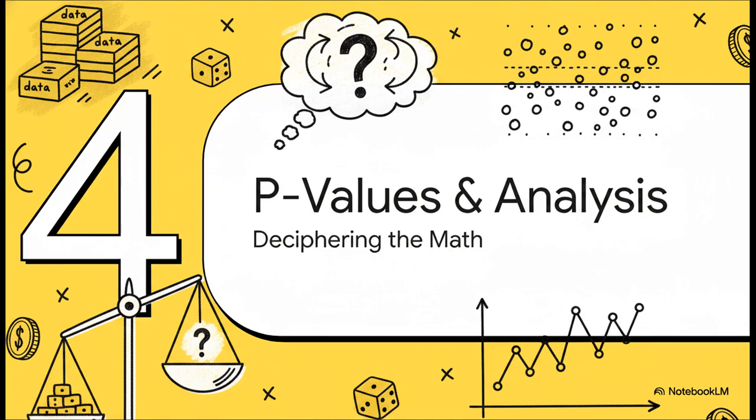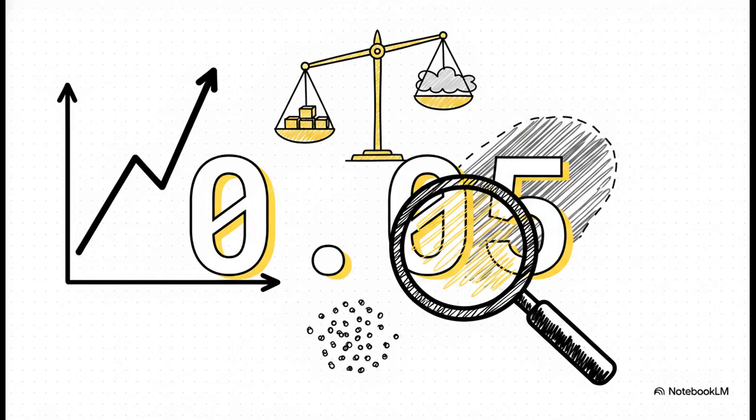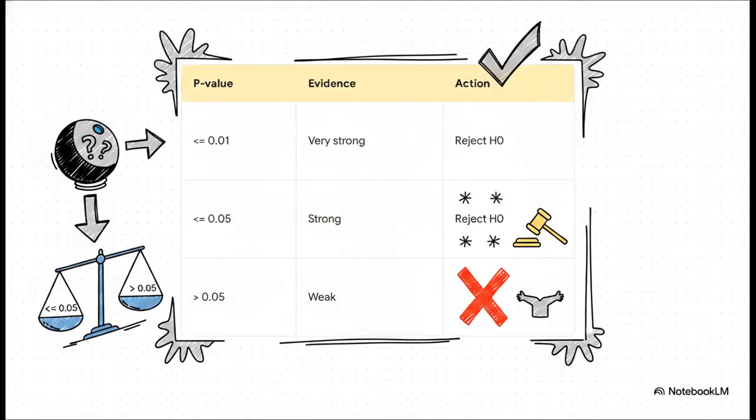Which brings us to part 4, p-values and data analysis, deciphering the math. So, the strict hurdle your data must clear revolves around this sort of magical decimal, 0.05. This is the standard alpha level in statistics. Setting your threshold here means you'll only accept a 5% chance that your results were just a random accident. It's the strict mathematical hurdle your data has to clear to prove that your independent variable actually did something. This gives you a literal rule book for your decision-making.